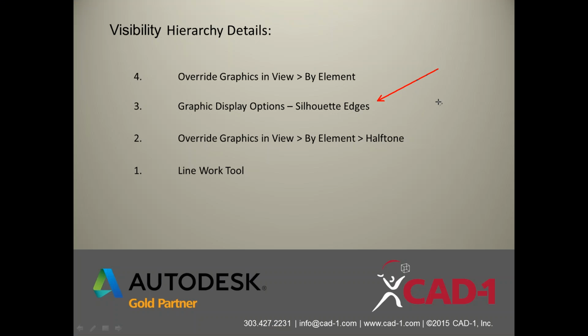It's actually very strong. It will override anything else that I've talked about so far, but only on certain elements, and only on, like you said, the edges, the silhouettes. And if you notice number 4, override graphics in view. Number 2, override graphics in view element by element. Everything except the halftone falls in the list as number 4. But halftoning is stronger than silhouette edges. So that's where it gets a little tricky again.